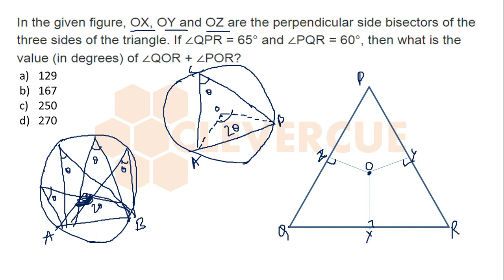Now let us connect these points QO and OR and this OP. Right, we have to find the angle QOR plus angle POR. Now what we are given is the value of angle QPR, this is 65 degrees, and angle PQR, this is given as 60 degrees. So you have to imagine a circle. There will be a circle over here, right?